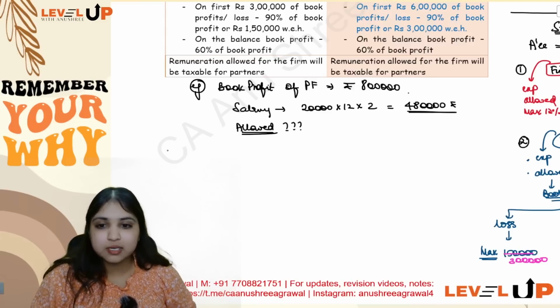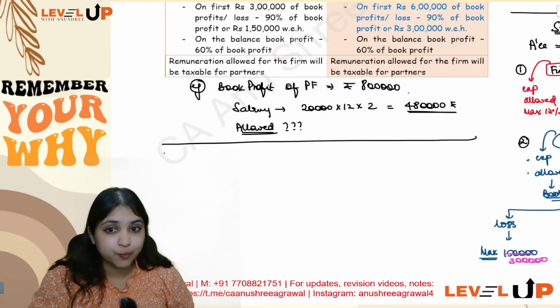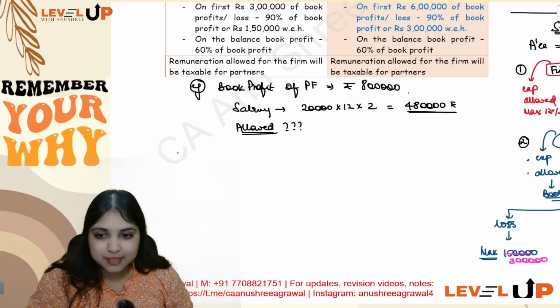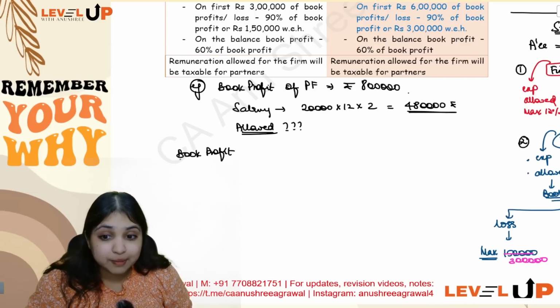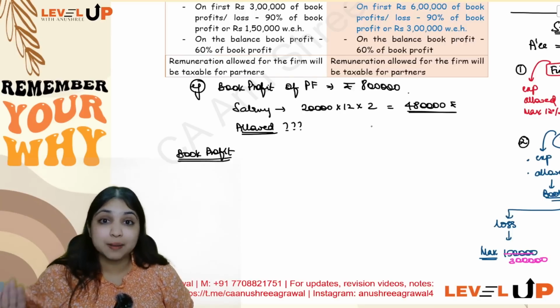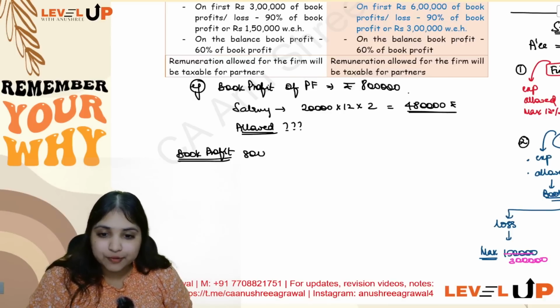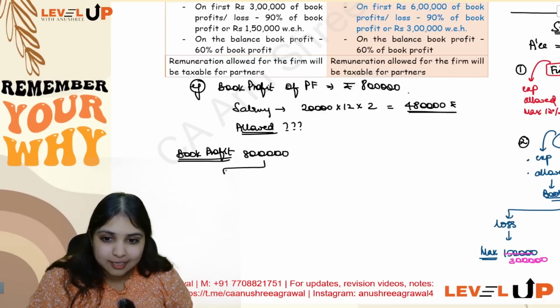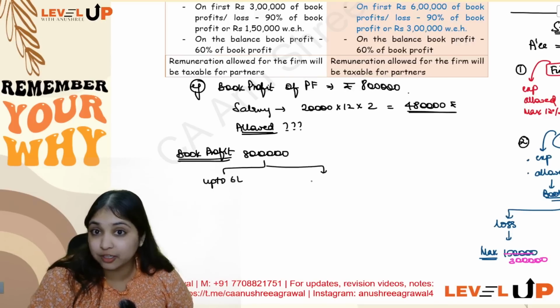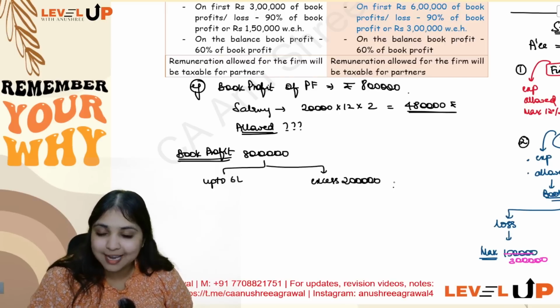Okay, let's do the computation, guys. We will first do the entire computation from the firm's point of view. So what does section 40B say? It all depends upon the book profit. Now had the book profit been a negative number, then you would have straight away said that the maximum allowable amount is 3 lakhs. But here book profit is a positive number. Book profit is 8 lakhs. So how will you calculate? Up to 6 lakhs of the book profit you will have a separate calculation. On the excess 2 lakhs of the book profit, you will have a separate calculation.